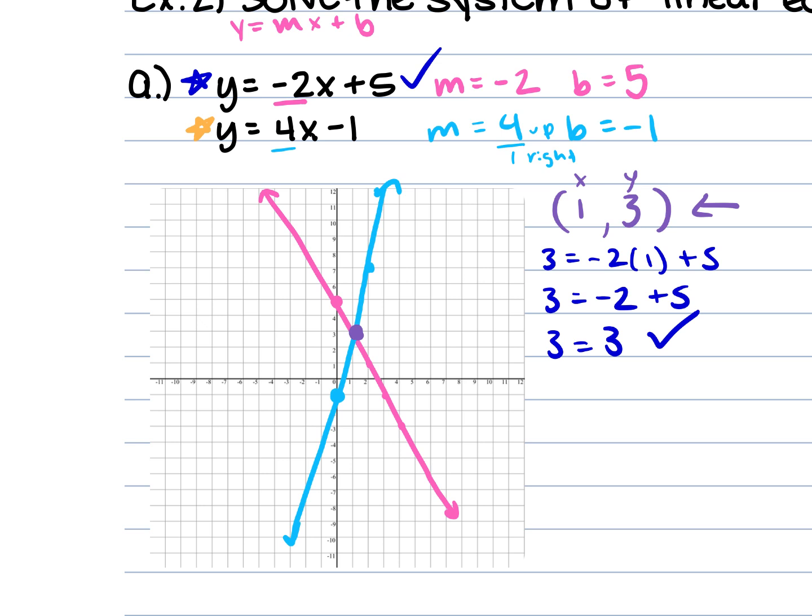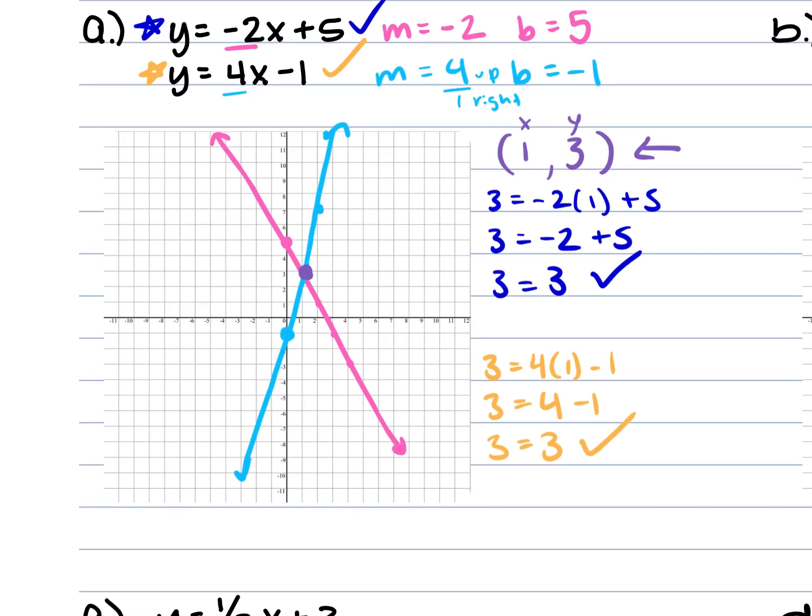Now let's try the second one. So I'm going to do the same thing, plug in 1 for x and 3 for y. So I have 3 is equal to 4 times 1 minus 1. So 3 is equal to 4 minus 1. And what's 4 minus 1? 3. Does 3 equal 3? Yes. So it works in the second one also. So what's my answer here? 1, 3. This is my solution. All of this is just to check.